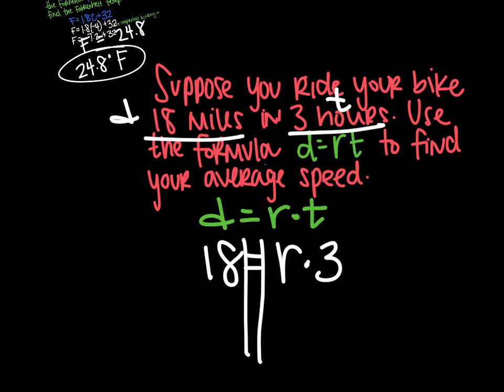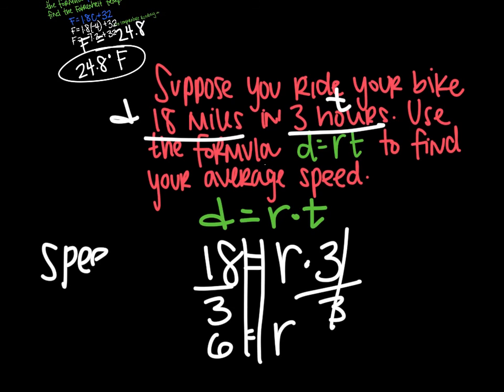So we're multiplying by 3, which means I need to divide by 3 on both sides. Now, R is all by itself, which is what we wanted. 18 divided by 3 is 6, so R equals 6. Real-life context means my speed was 6 miles per hour, approximately.